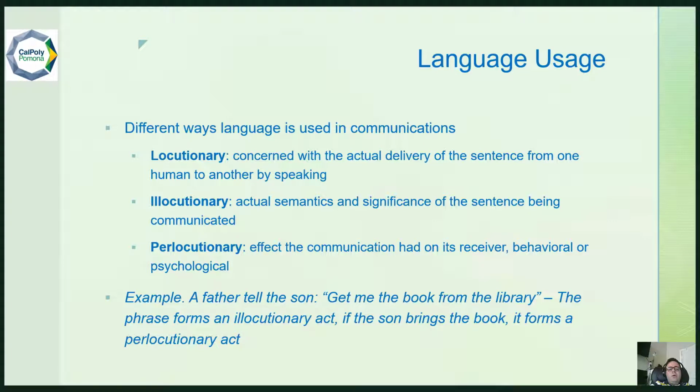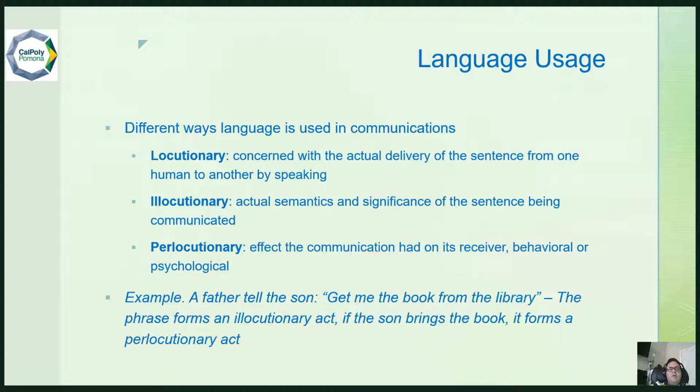The locutionary is related to actual semantics and significance of the sentence being communicated. So I have something in my mind and try to explain it to you. However, the way that it is actually represented to you might not be what I have intended. And finally, we have the perlocutionary communication, and that's the effect of communication on the receiver's behavior or psychology.